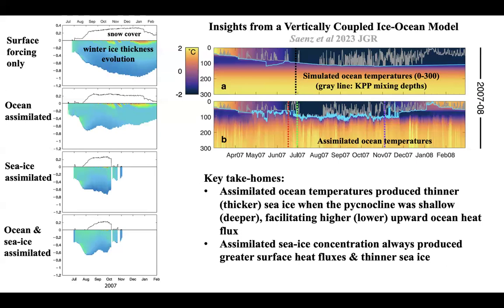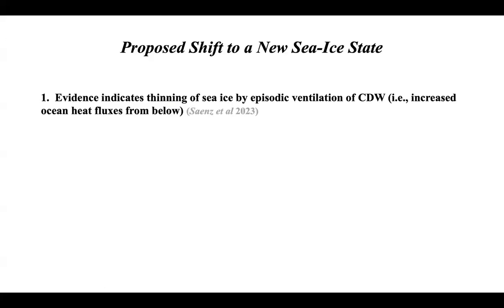And then when we assimilated the sea ice concentrations, which brought in this lateral advective component, we always, because of the lower sea ice concentrations in general, created greater surface heat fluxes and thinner sea ice. And so that's just giving an idea of the top down versus bottom up forcing potential. And in this paper, those heat fluxes and heat budgets were quantified. So this is just giving you a quick conceptual view.